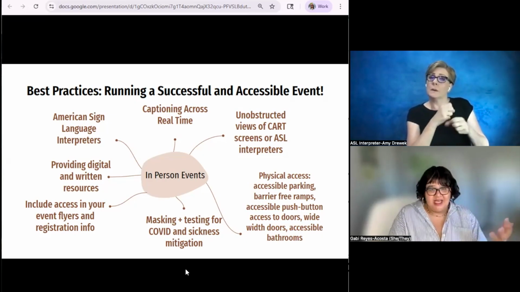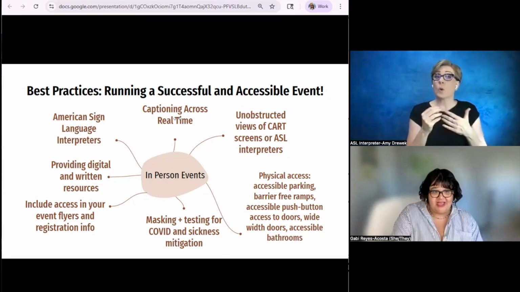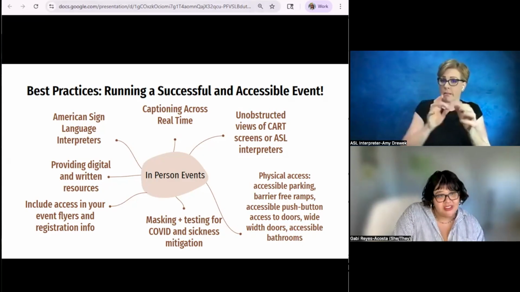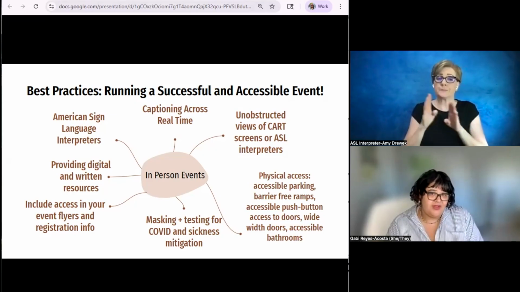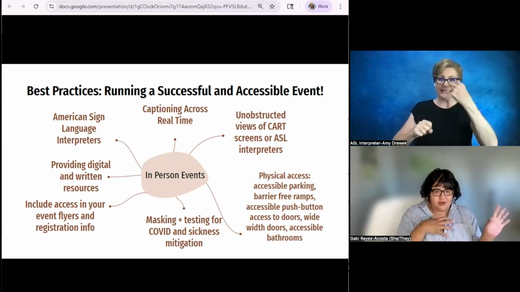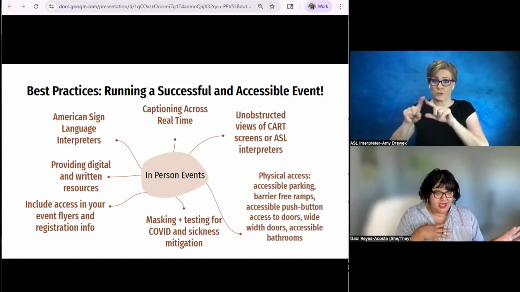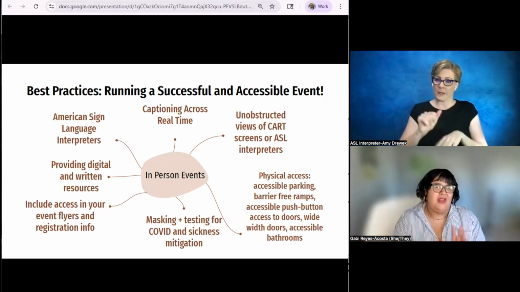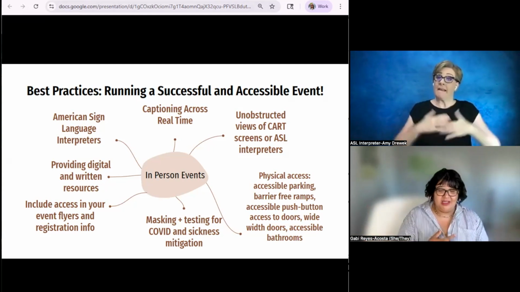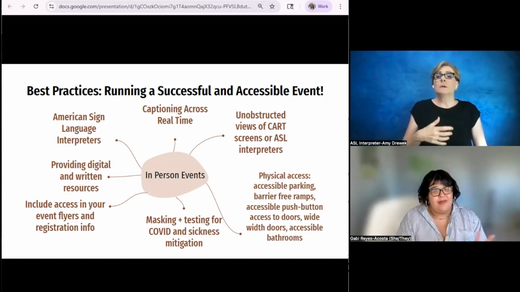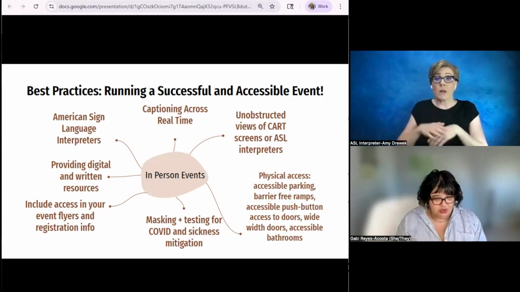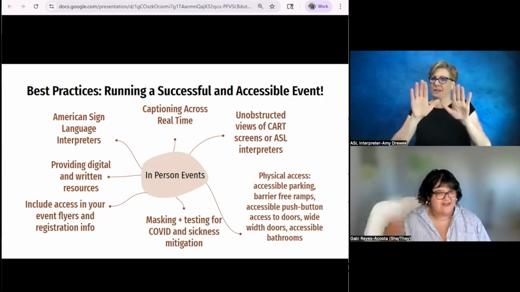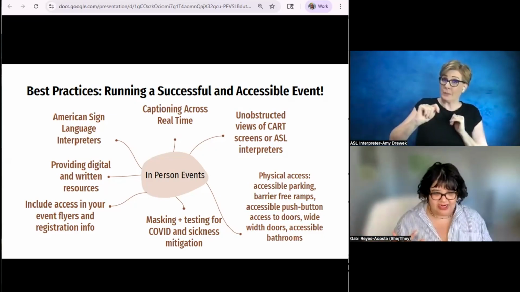So for in-person events, some best practices can include having American Sign Language interpreters, having real-time captioning, so CART, ensuring that your participants are able to view CART screens or ASL interpreters unobstructed. So being really intentional about how you're laying out a room. There's also physical access, right? So including making sure that you have accessible parking, barrier-free ramps, accessible push-button access to doors, wide width doors, that there are accessible bathrooms that folks can get to without having to navigate an unfamiliar large space, right?